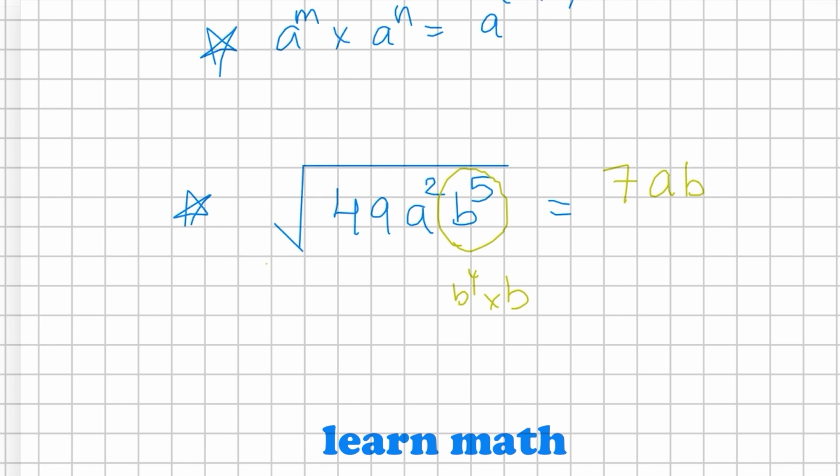And you want to get rid of this square root. B power 4 becomes b squared, you can square root that. And b to the power 1 by 2 is nothing but square root of b. So that is it. So now let's jump on to the questions.